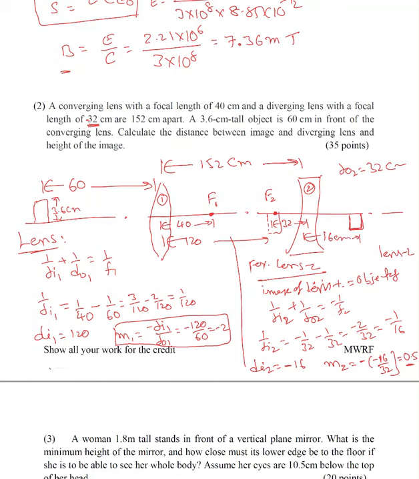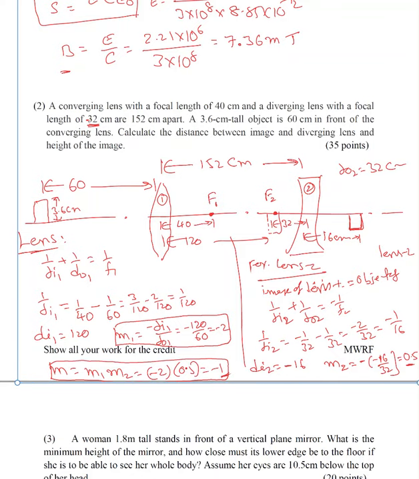Okay, total magnification factor M equal to M1 times M2. I end up with minus 2 times 0.5, negative 1. Okay, whenever you see the negative number, as I mentioned, the final image is inverted. Okay, let me move on to the next question.